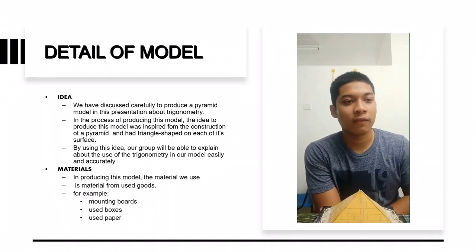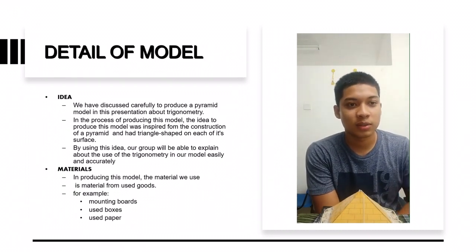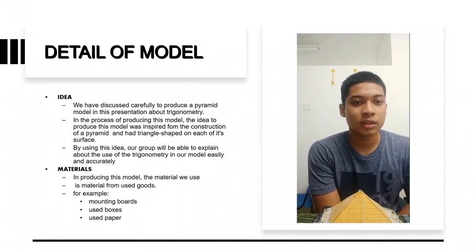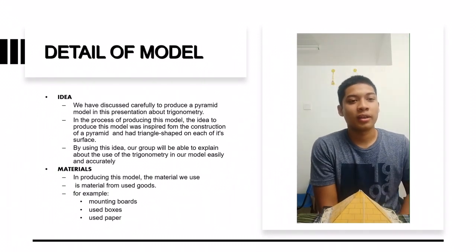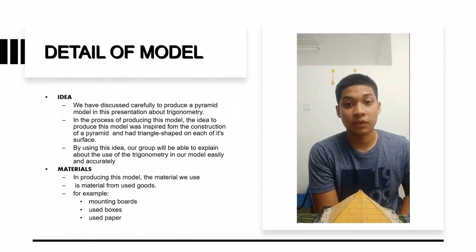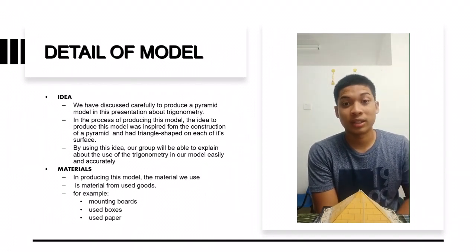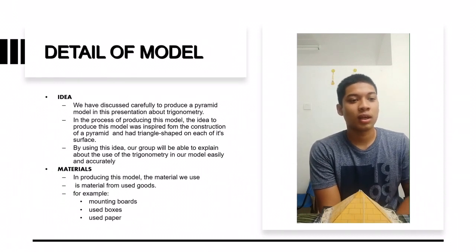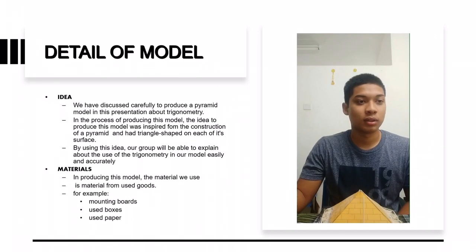I would like to tell you all about the details of the model. We discussed carefully the idea to produce a pyramid model in a presentation about trigonometry. The idea was inspired from the construction of a pyramid, which has a triangle shape on each of its surfaces. By using this idea, our group will be able to explain the use of trigonometry in our model easily and accurately. The materials we use are mounting board, a box, and paper.